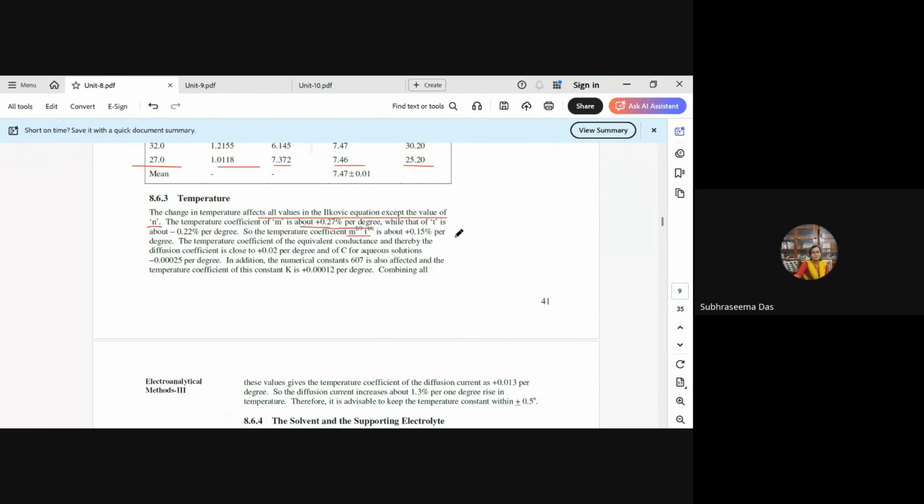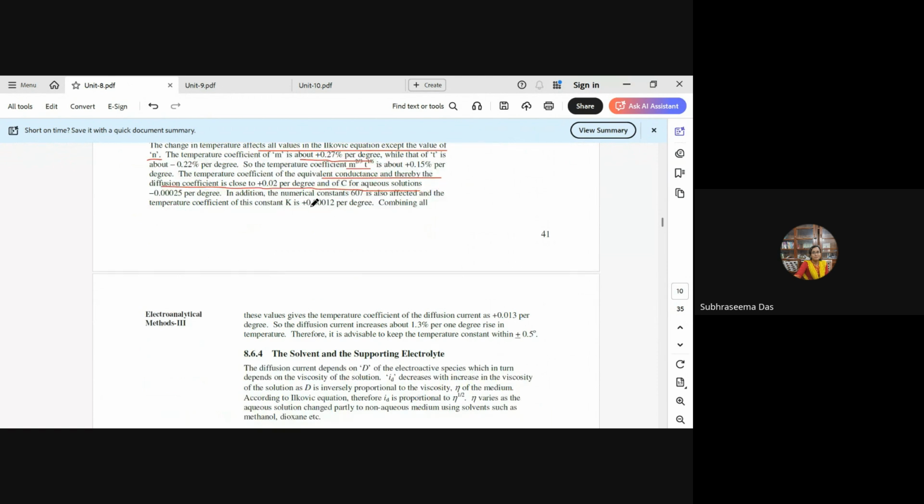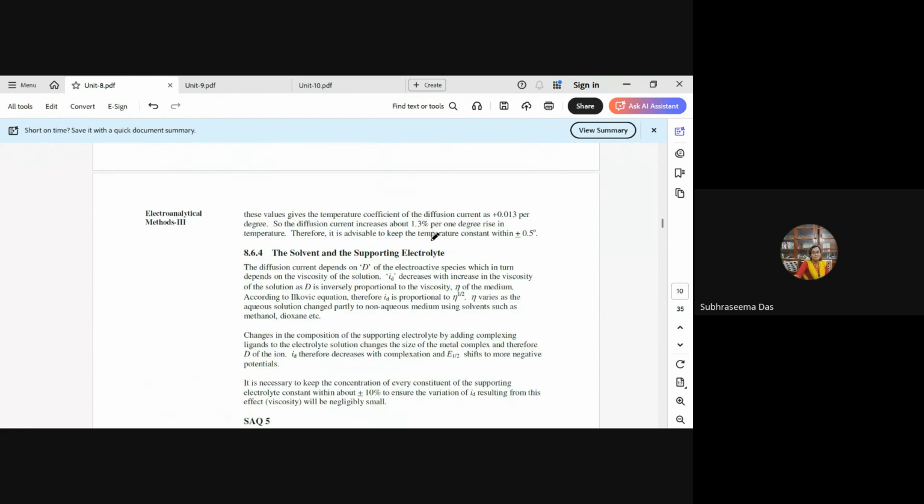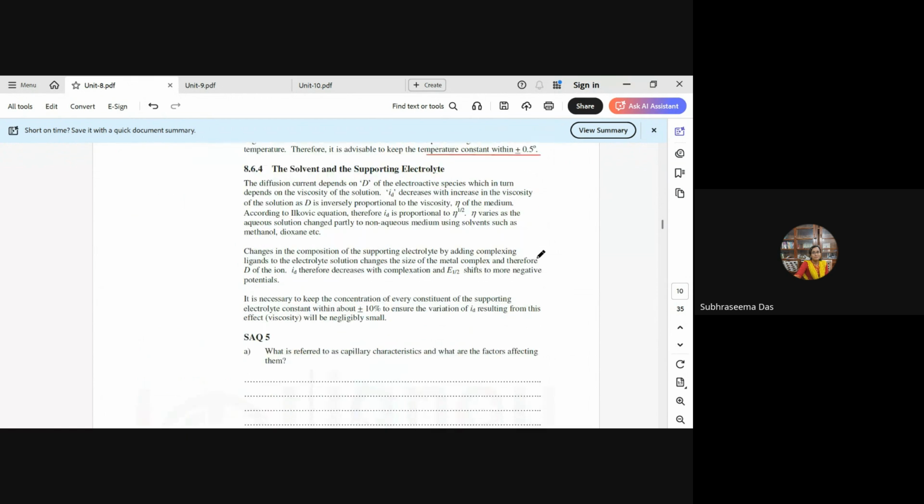So here we can see that the temperature coefficient of the equivalent conductance, and therefore the diffusion coefficient, is close to 0.02% of the KCl solutions. In addition, the numerical constant 607 is also affected, and the temperature coefficient of this range becomes all this. So combining the above information, we can see that the temperature should remain constant within plus minus 0.5 degree.